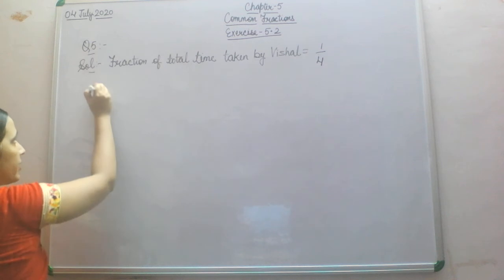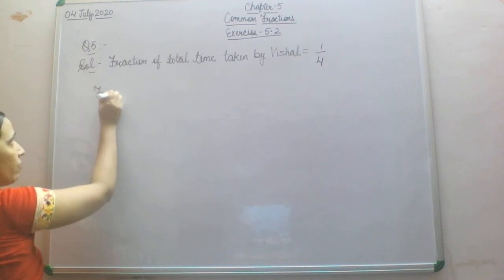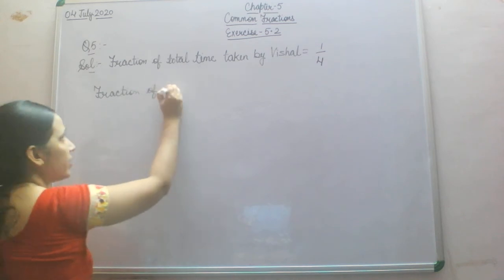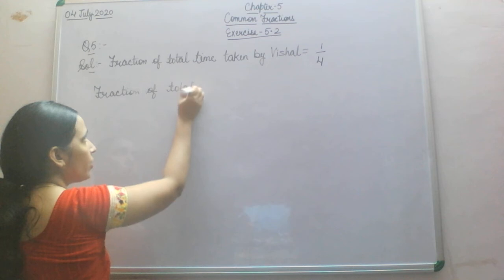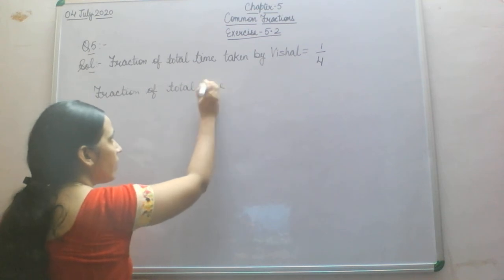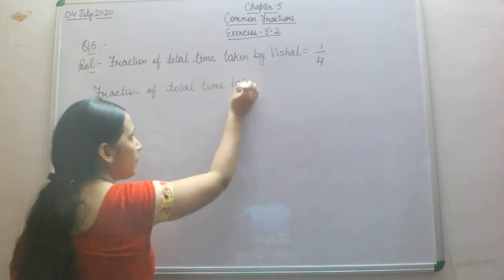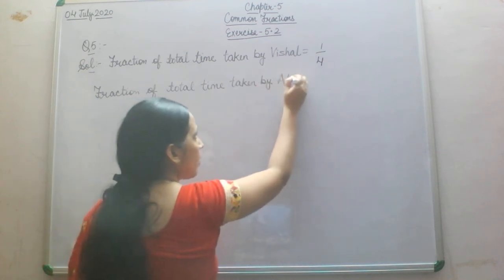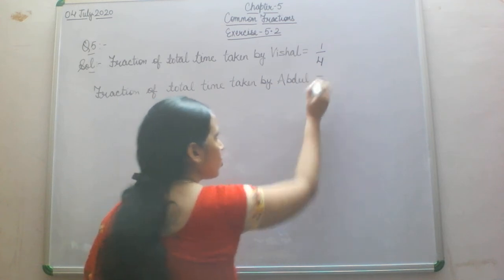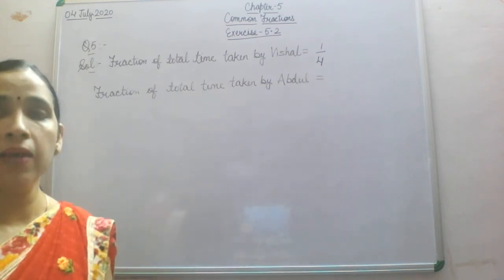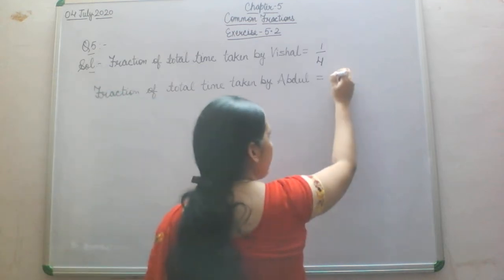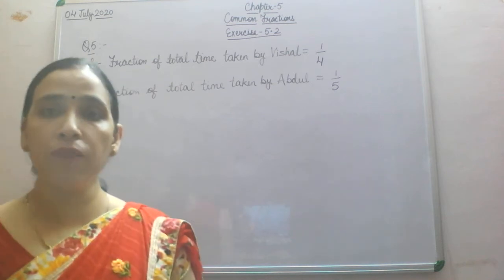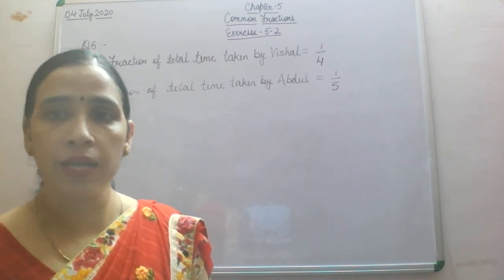Now we will write second statement, that is fraction of total time taken by Abdul. Now, how much time or how much fraction of time taken by Abdul? That is 1 by 5. So now we are going to compare these two fractions, 1 by 4 and 1 by 5. So let's start comparing it.